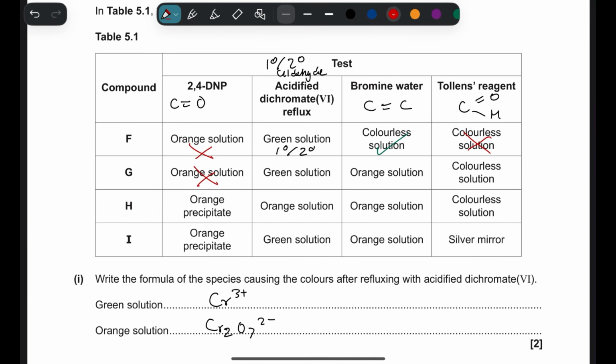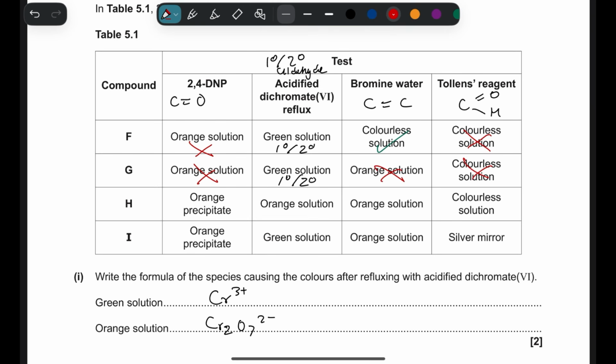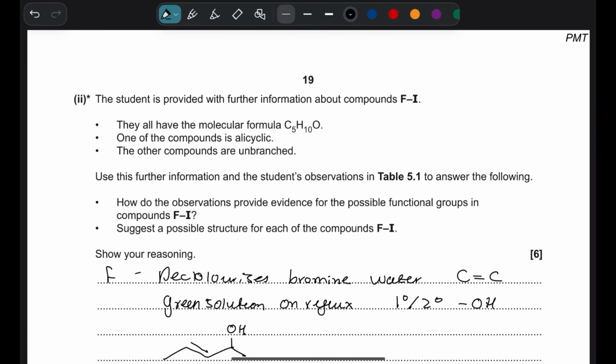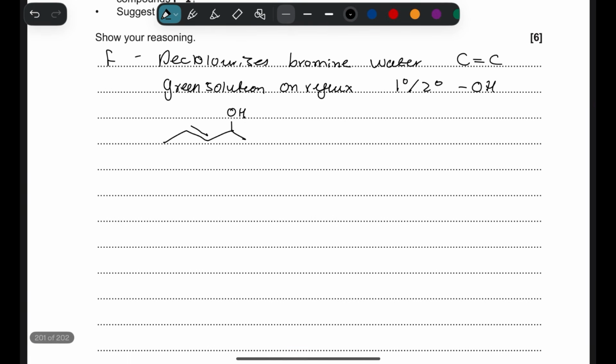So G is also an orange solution, so it doesn't have a carbonyl group. Green solution, so it's a primary or secondary alcohol. This has stayed orange, so it does not have a carbon-to-carbon double bond, and it also isn't an aldehyde. So we know that for G, the positive finding was the green solution on reflux. Hence, it must be a primary or secondary alcohol. That's all we know about it. It doesn't have anything else.